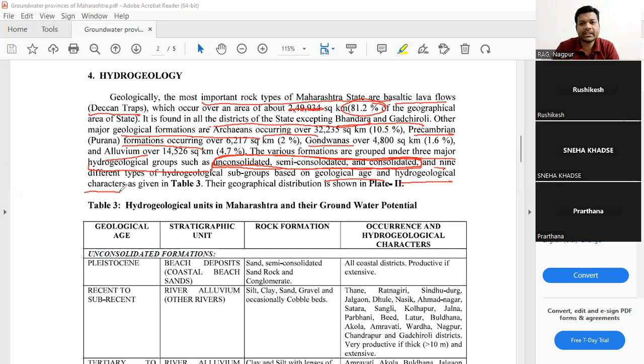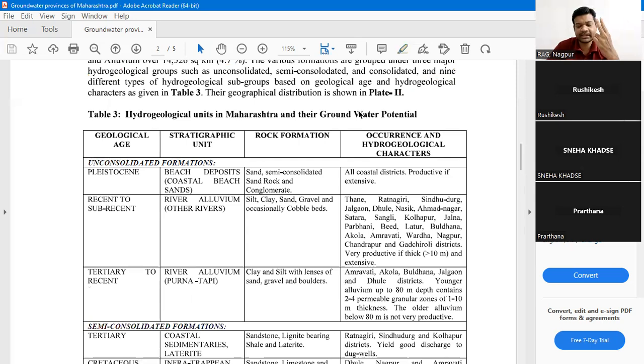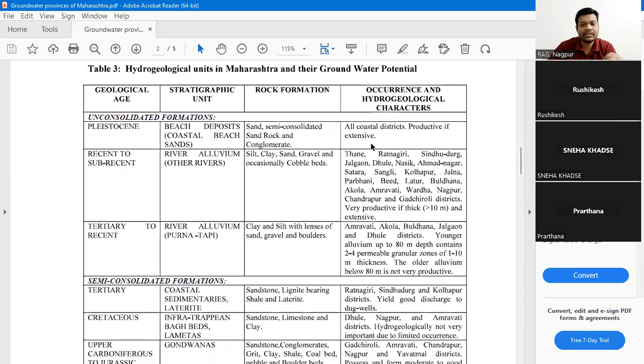So I have a table here. This table is a very important table. It will serve two purposes: first, the groundwater provinces of Maharashtra, and second, the stratigraphy of Maharashtra. Learn this table. It will give you insight into the stratigraphy of Maharashtra completely.